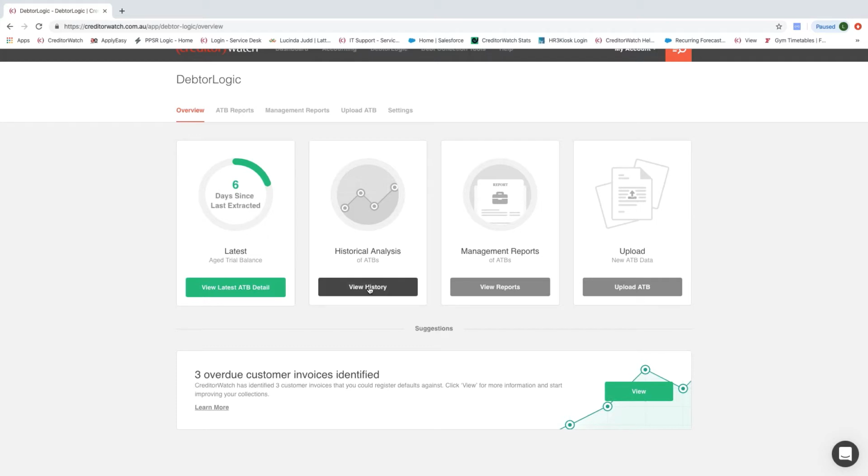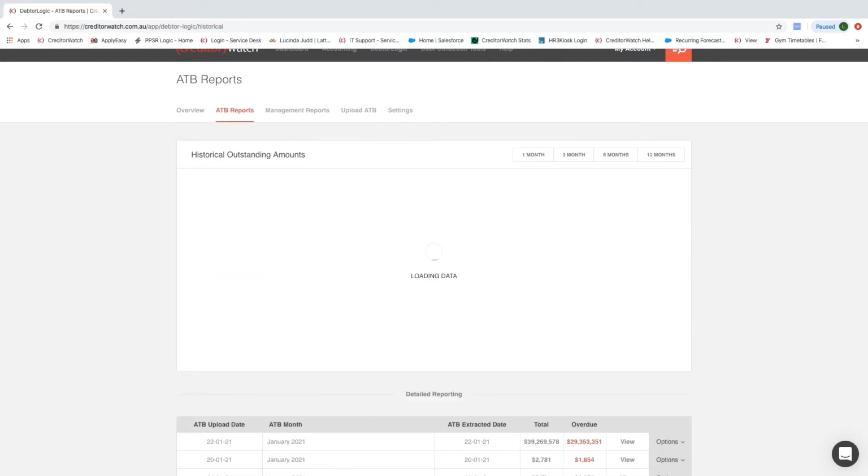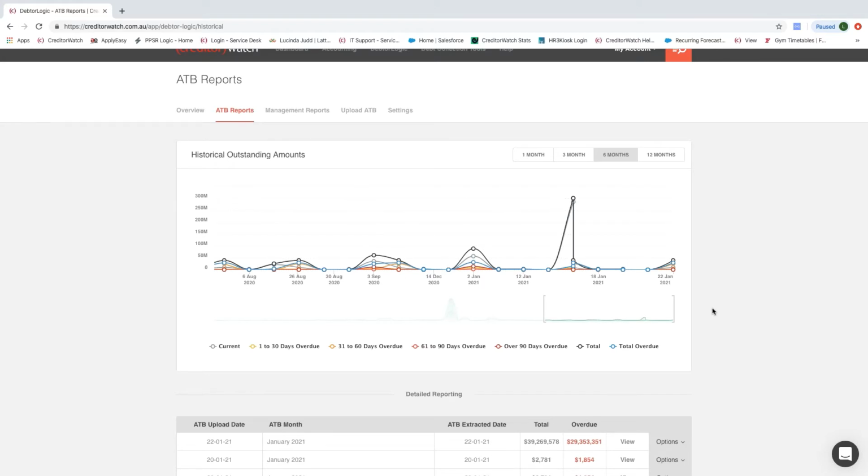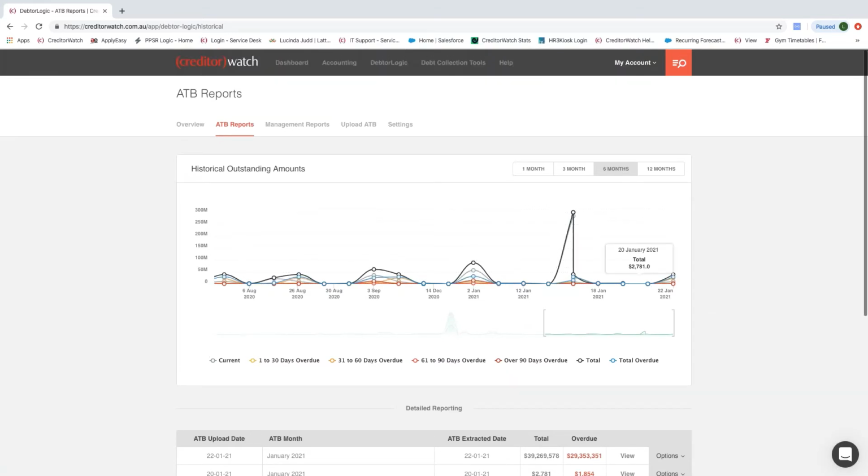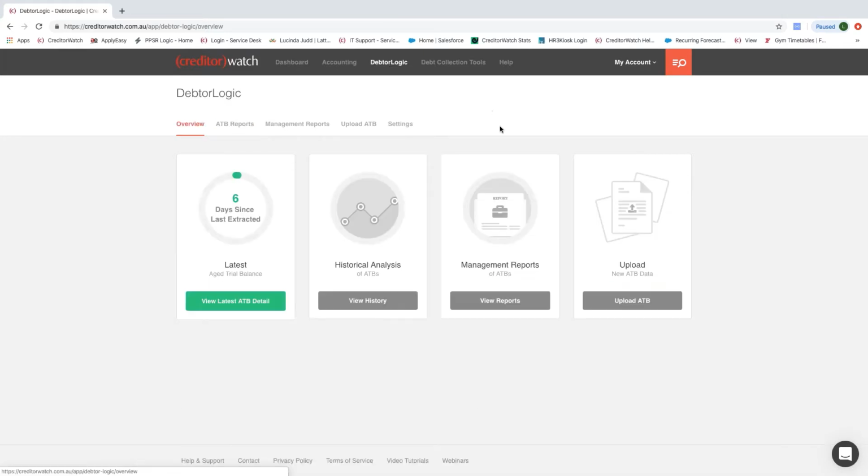But we also have historical analysis here. So essentially, the more you upload ATBs to the system, the more you're going to see these trends and line graphs generate over time. I won't focus too much on this, but again, if you're using the system, you'll see these graphs generate over time, and it's really interesting to see how much of your ledger is falling into those more overdue buckets, or how much is falling into the more kind of current and 1 to 30 day buckets. So interesting information in there.